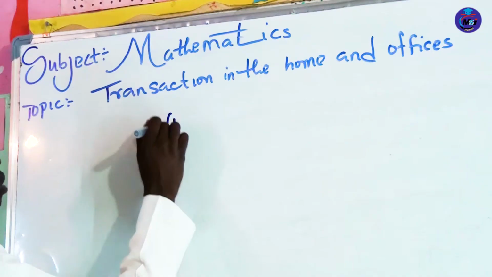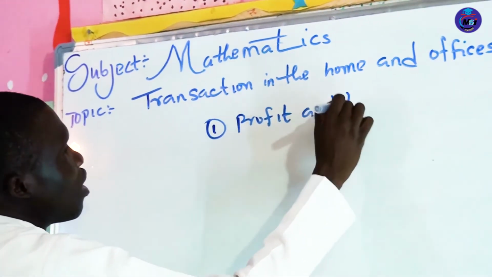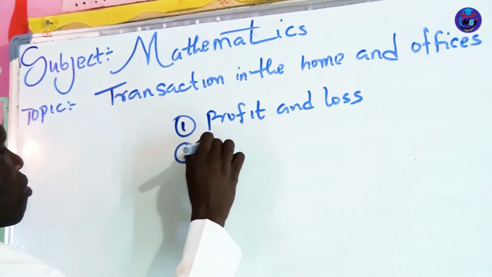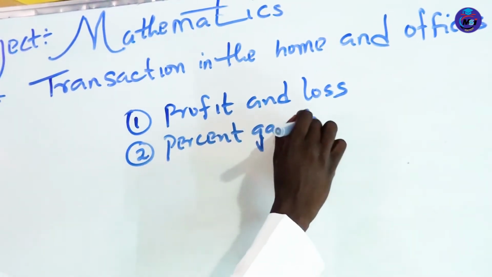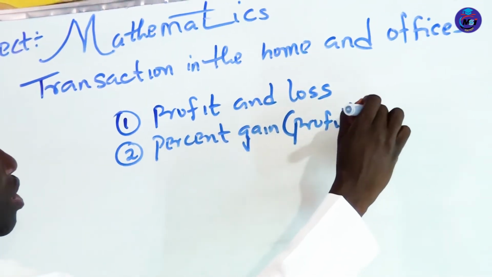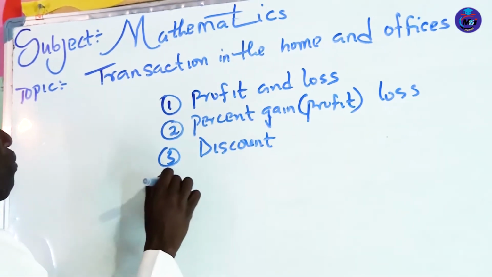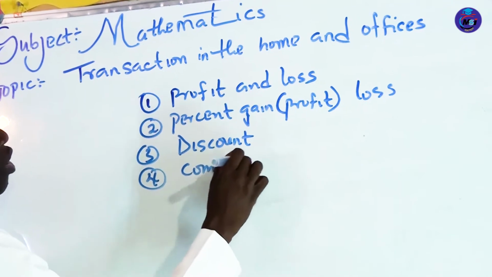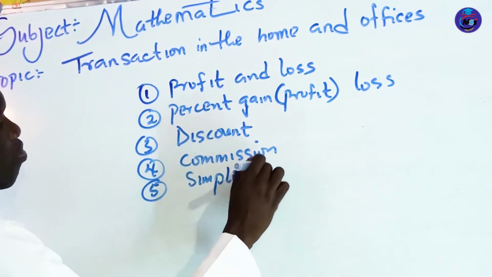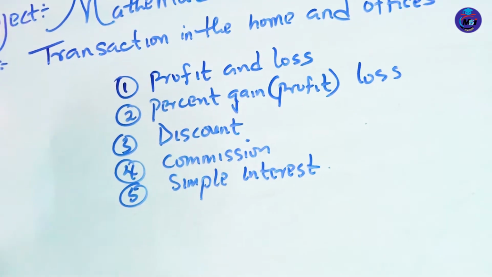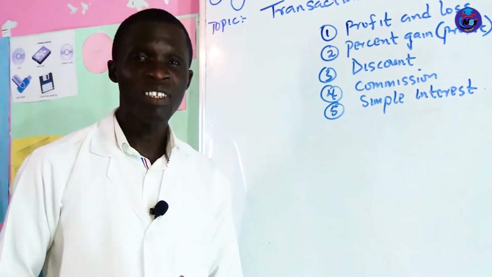Under this, we'll be looking at number 1, profit and loss. Number 2, percent gain, which could be called profit, and loss. Number 3, we're looking at discount. Number 4, commission. Number 5, simple interest. So we have a lot to learn today, and I believe you are ready to walk with me, and we are going to enjoy this class together.